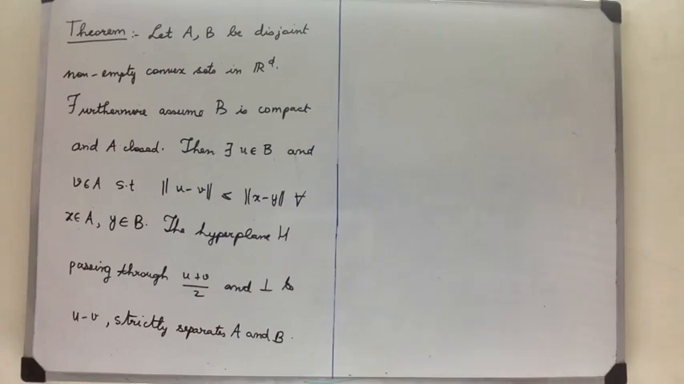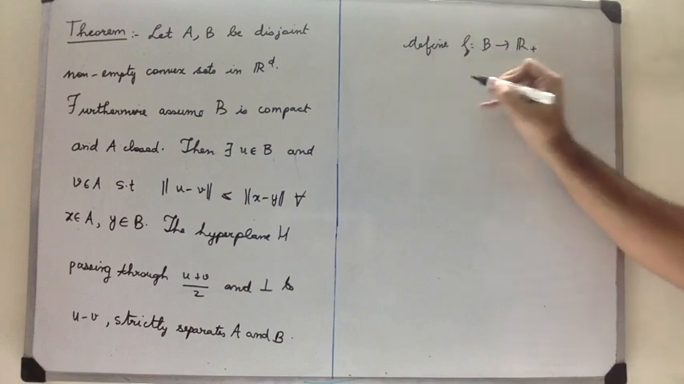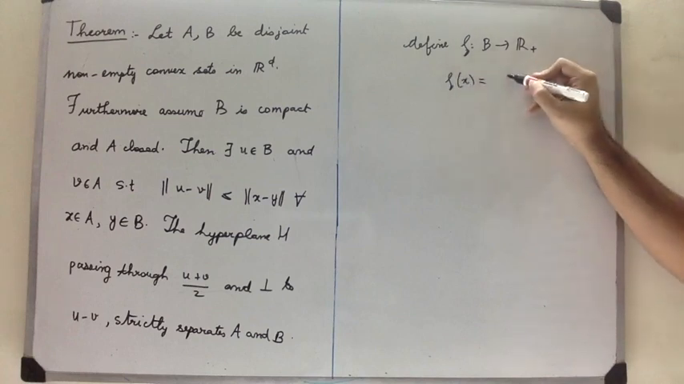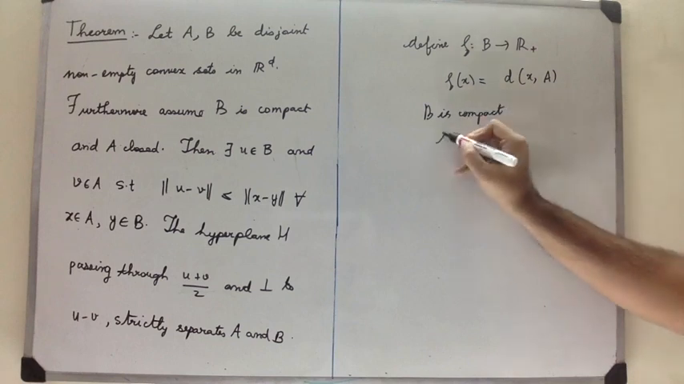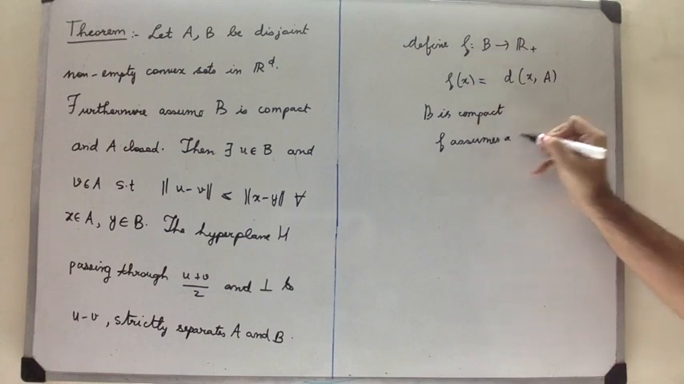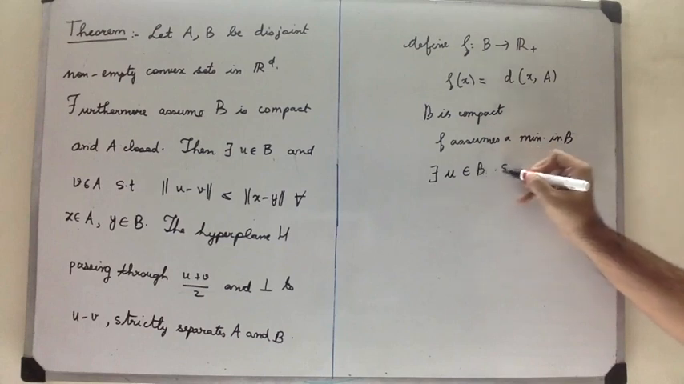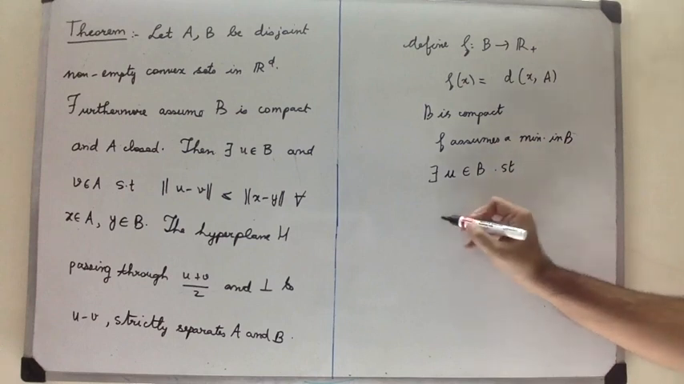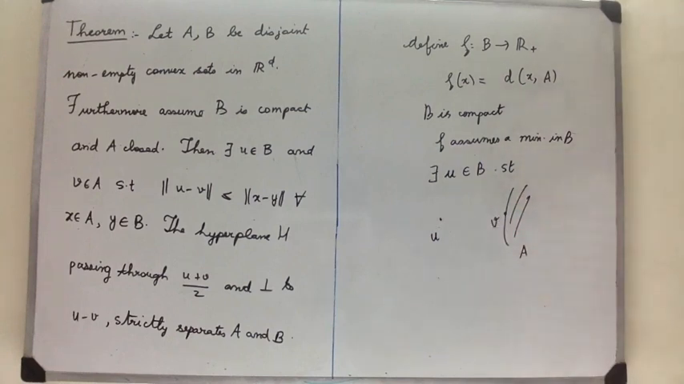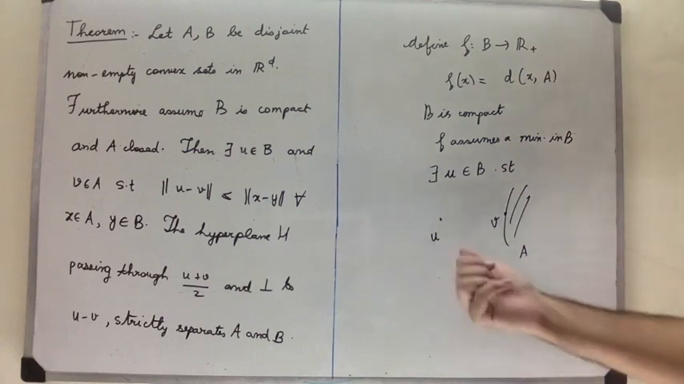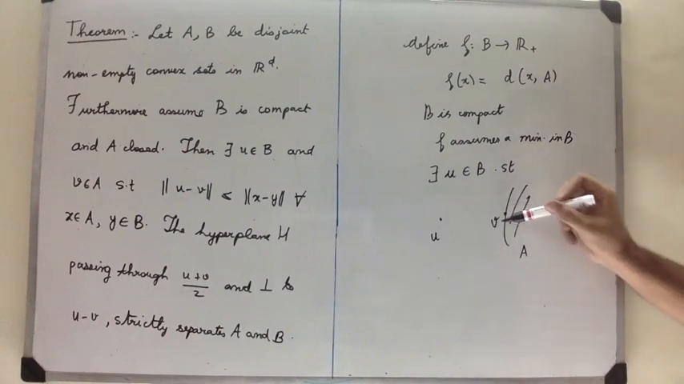So we'll first show the existence of u. So define a function f from B to R positive, where f of x is defined to be the distance between x and the set A. Now, because B is compact, f assumes a minimum in B. That means that there exists this u element of B such that it's the minimum value of the function on B. So we already have a distinguished point u element of B, and we have this closed set A. Now we just apply our earlier separation theorem between the point u and a closed convex set A. We already get the existence of this point v. It's already proved.